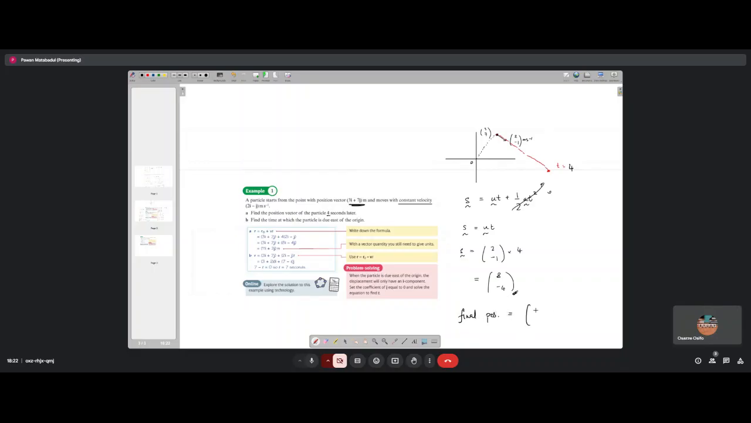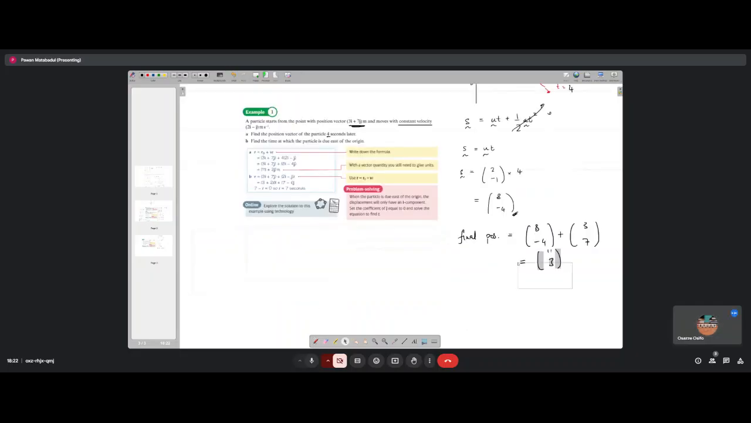So you can use the formula, but I don't really recommend it. Because if you just draw a diagram and use some intuition, you'll arrive at the correct answer. So that's 8 plus 3, which is 11, minus 4 plus 7, which is 3. Does that make sense? Using the formula is quicker, but I really don't recommend it. Really don't.